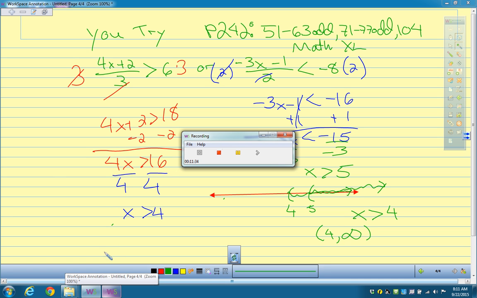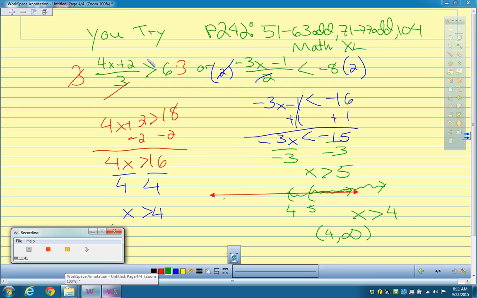Oops. Are you ready? Shoot! I wasn't recording during that last thorough explanation. So you can look at this nice explanation of that last problem. And that's a 2 there, by the way. And you can see how I did it. Okay, the end. Bye.